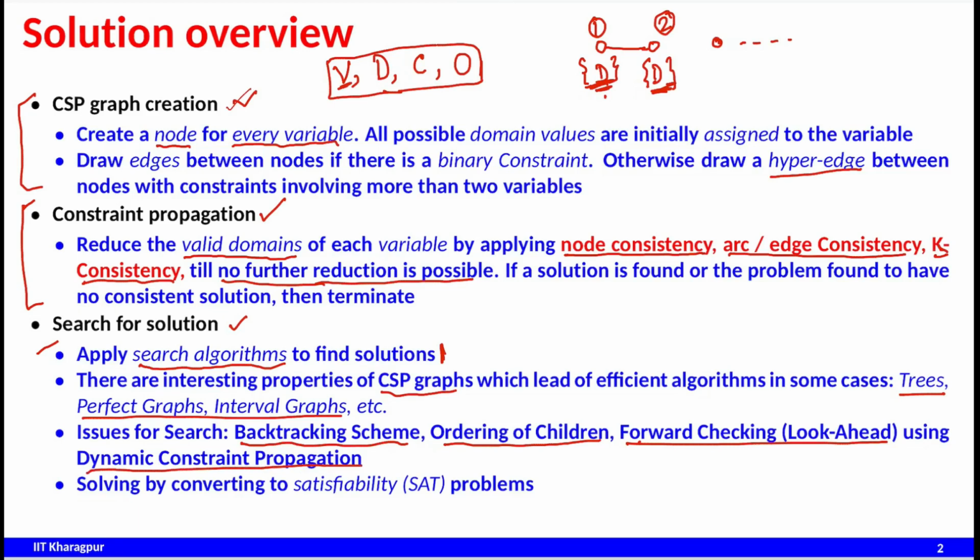So when I plan to do certain things, I take a look at how that is going to affect my solution. If I can predict early that this is not going to lead to a solution, then I can save time and effort. So the main motivation is to prune the search space. And finally, we can also solve the problem by converting the CSP problem into a SAT problem. We'll not look into this in this lecture, but it can also be done. So these three are the major steps that we need to follow.